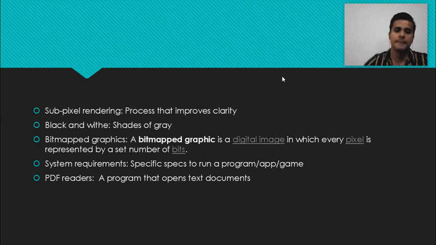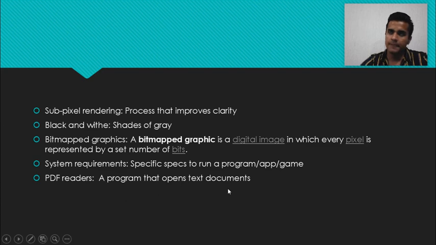Black and white. Real simple: the color black and the color white, and shades of gray, for example. Bitmapped graphics. A bitmap graphic is a digital image in which every pixel is represented by a set number of bits. That's a bitmap graphic.